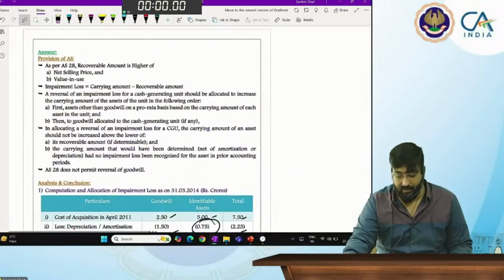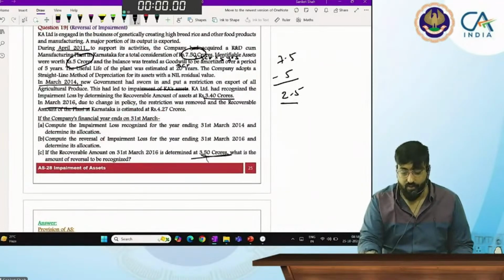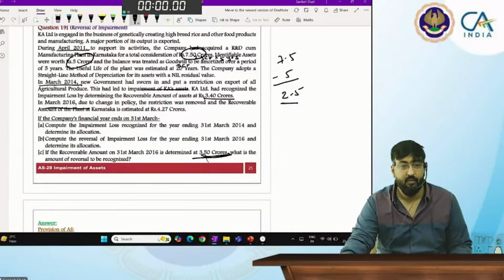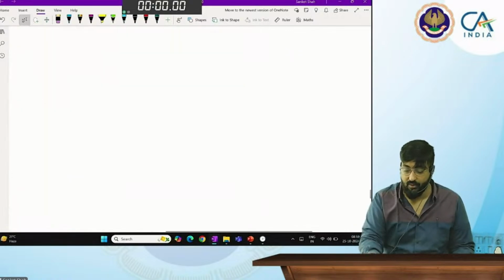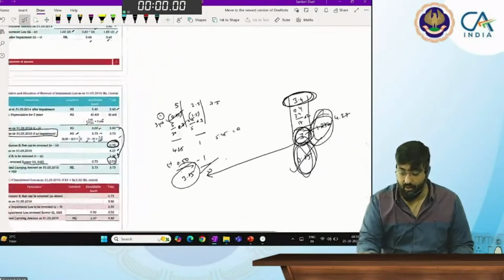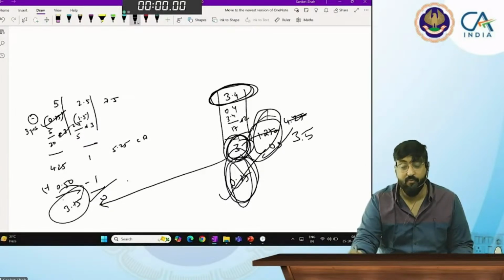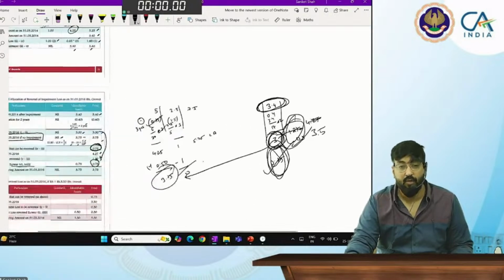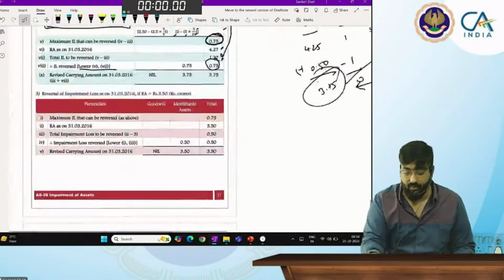Now in second case, if recoverable amount is 3.5, what is the recoverable amount? हाँ, तो 3.75, तो अपना रिवर्स कितना होगा? सी, ये इधर 3.5 बोल रहे, तो 0.5 और 0.75 whichever is lower. So you will continue with 0.5. So your carrying amount will be 3.5.